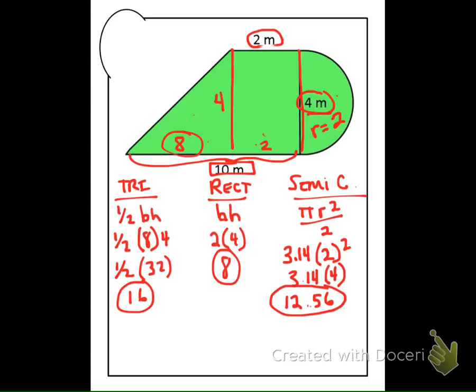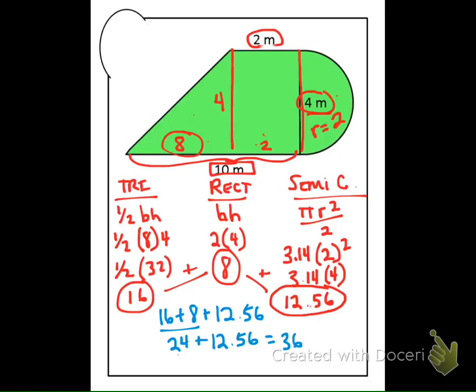Now I have all my individual areas, so my last step is to add them all together. So I'm going to come down below, and I'm going to add all of these areas. I'm going to have 16 plus 8 plus 12.56. 16 and 8 is going to give me 24. Plus 12.56. So I know 24 and 12 is going to be 36, and then that .56 is just going to hang out at the end. And last of all, since it's area, I have meters squared. And there is my composite area.